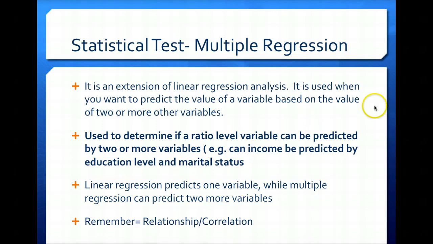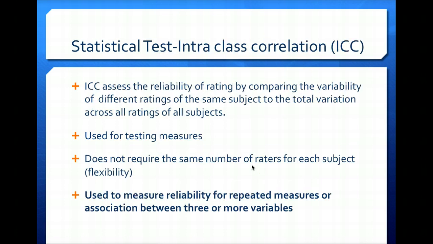This is my example. Can income be predicted by education level and marital status, your two or more variables? This is a ratio level variable, and it's looking to be predicted by two or more variables. Now, please note the difference between linear regression predicts one variable, while multiple regression predicts two or more. And remember, regression, relationship, correlation. Let's take a look at the next one.